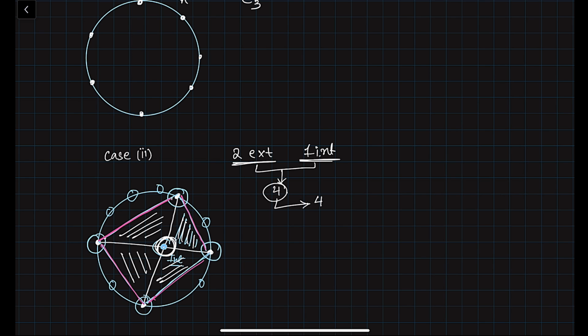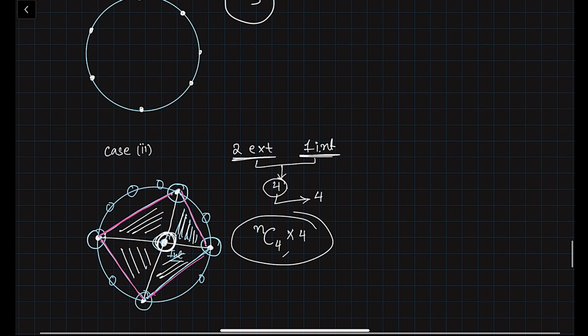So suppose there are n points. We choose any 4 points. If we choose any 4 points, we get a structure like this, right? Wherein we can join 2 diagonal points to form an internal point. And corresponding to these 4 points, 4 triangles are formed interior to the circle. So this is the answer for case 2.